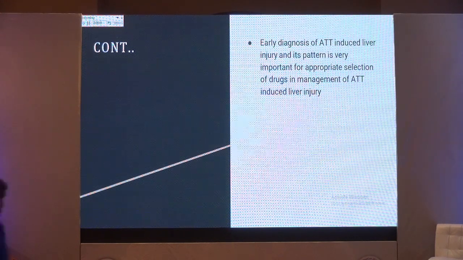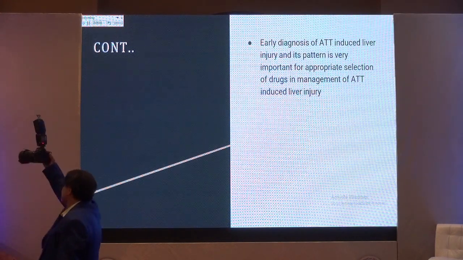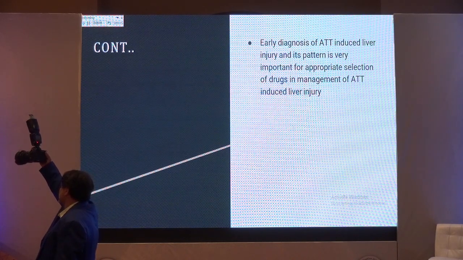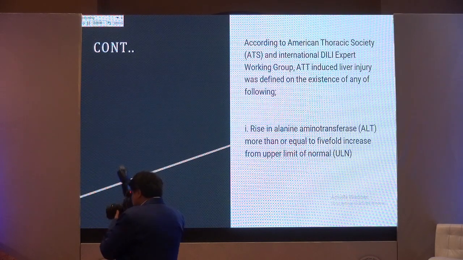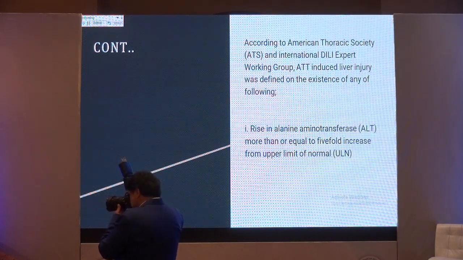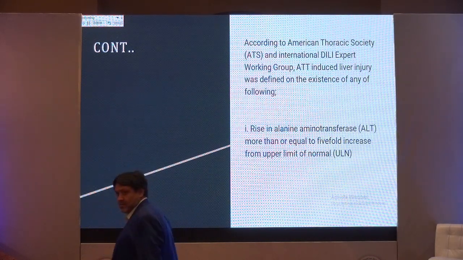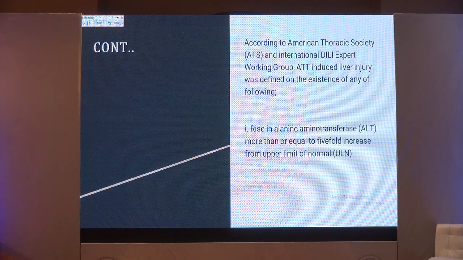Early diagnosis of ATT-induced liver injury and its pattern is very important for the appropriate selection of drugs in management of ATT-induced liver injury. According to the American Thoracic Society and the International Delhi Expert Working Group, ATT-induced liver injury was defined on the existence of any of the following criteria.